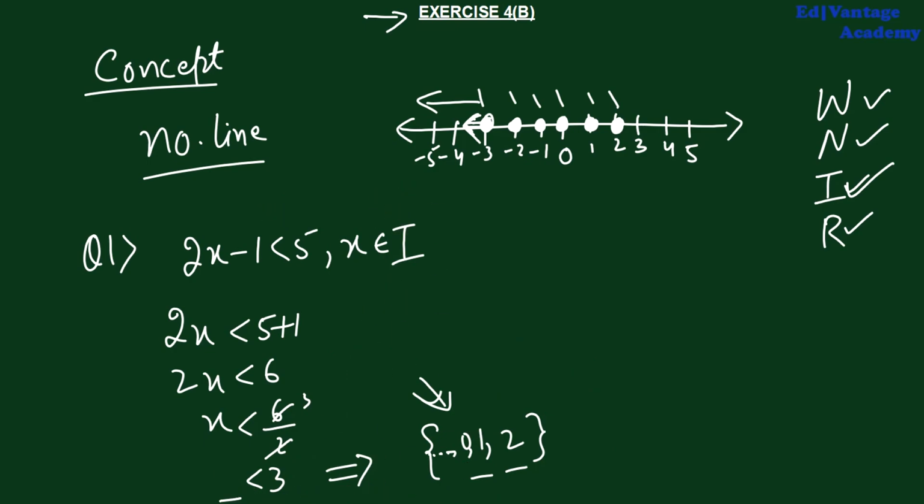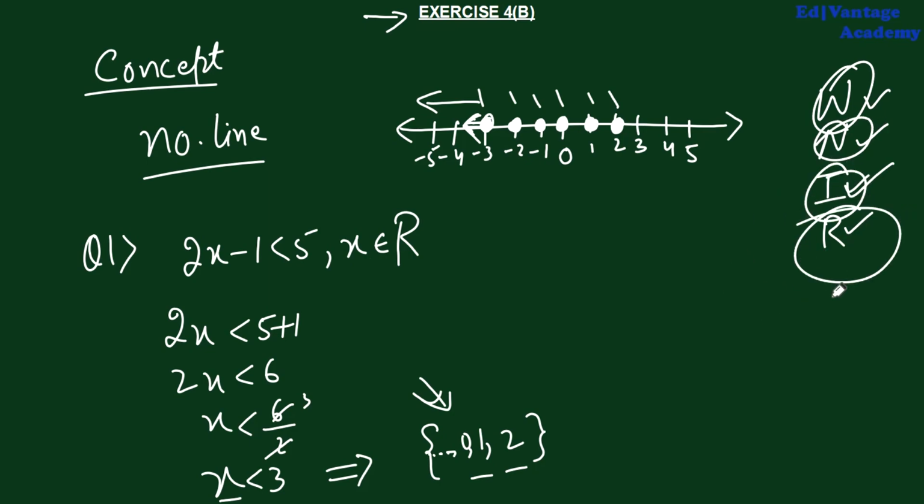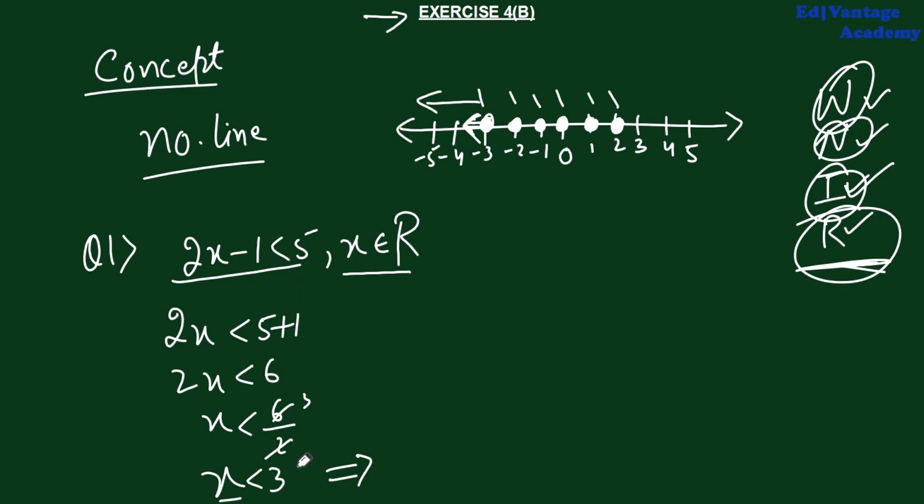If x belongs to real numbers, let us write here first again. Now the main part of this exercise. Till now we saw whole numbers, natural numbers and integers. Real numbers: if they give you a question where x belongs to real numbers, and x is less than 3, it means all the real numbers less than 3. What are the real numbers less than 3?